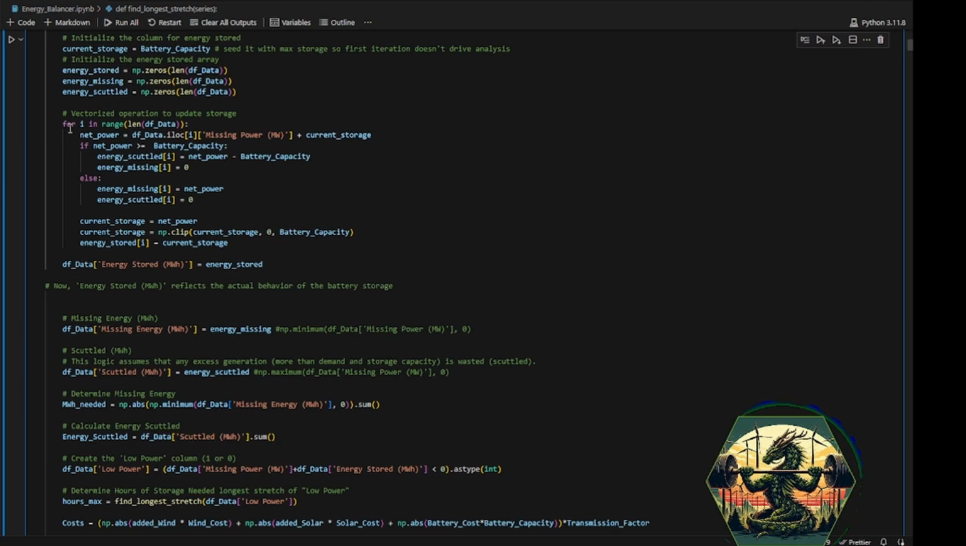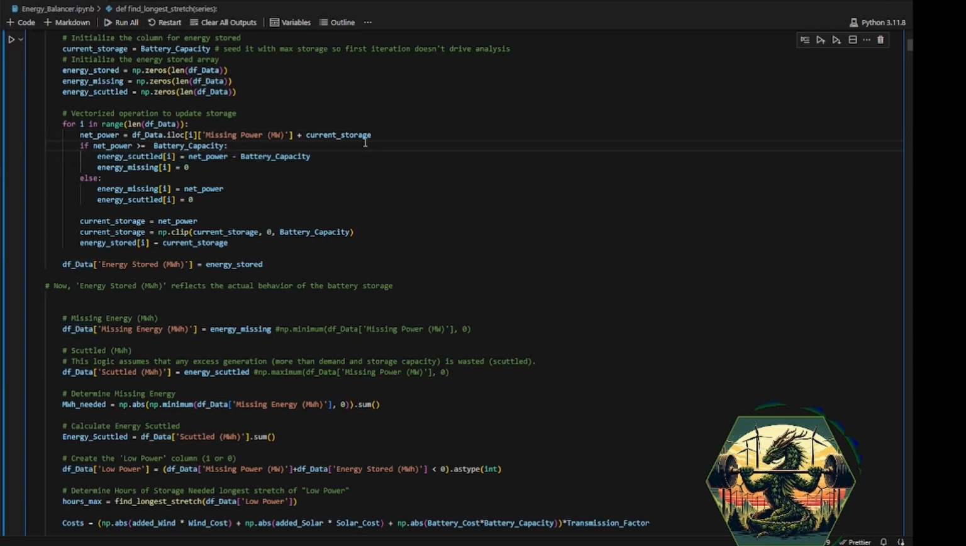Basically, all it's doing is saying the net power of your system is based off of the individual line item of your missing power plus whatever your current storage is. So your missing power could be negative, in which case it'll take from your current storage, or it could be positive, in which case it will add to your current storage.